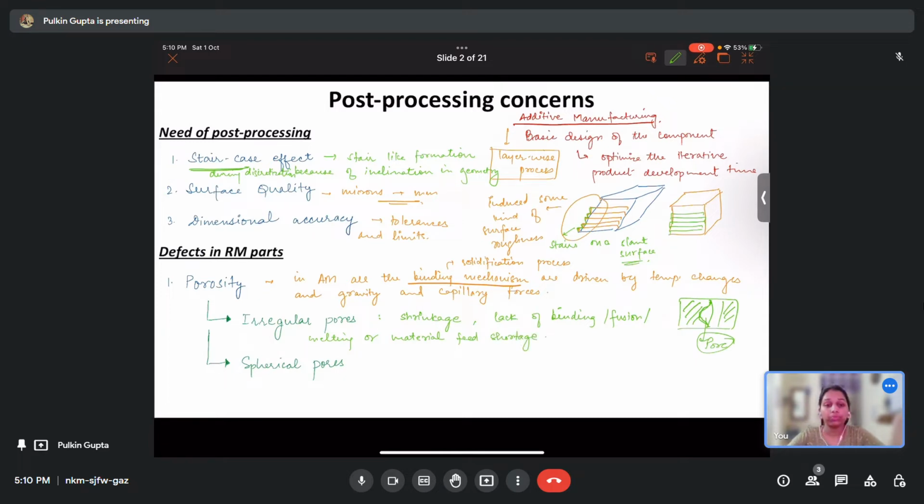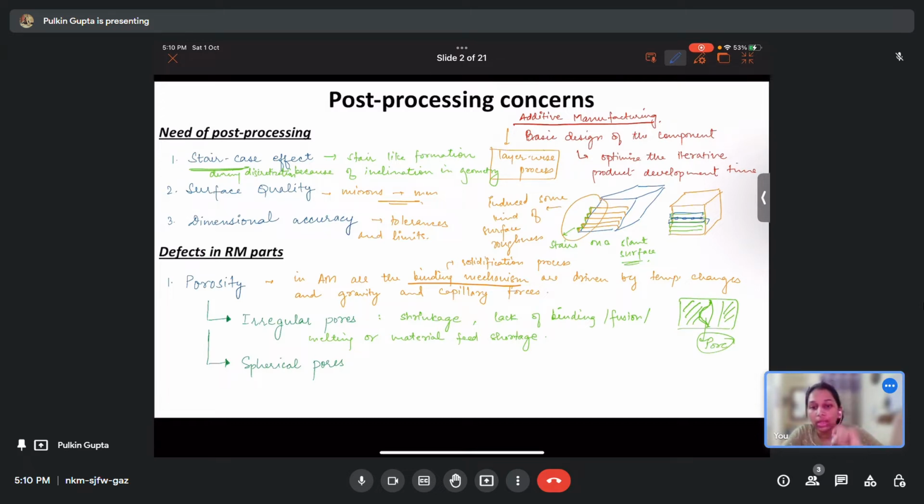Okay, so whenever there is a part, suppose this cube is your part. Now these two layers are not able to fuse together or have not melted completely, so there will be certain pores left at the interface.